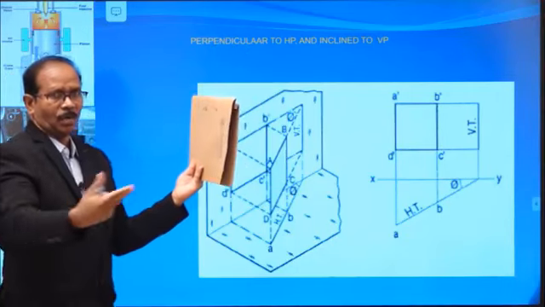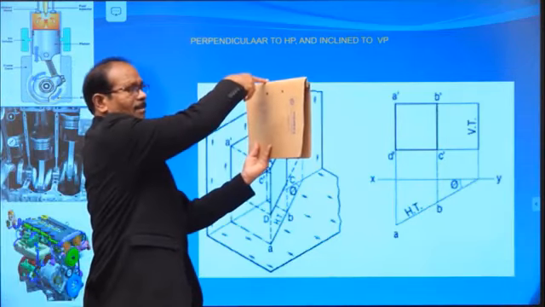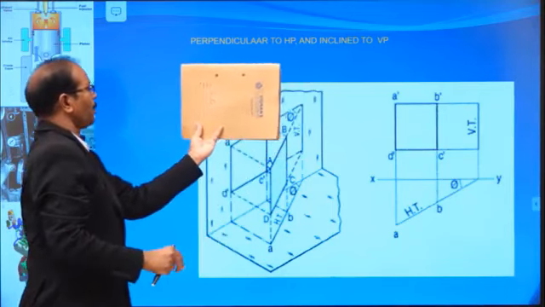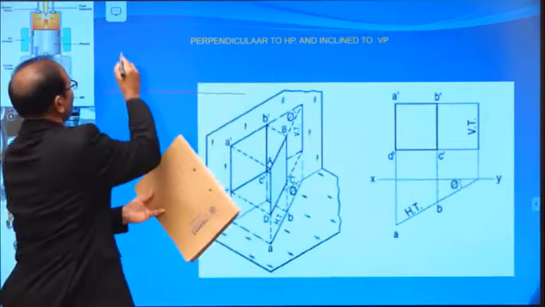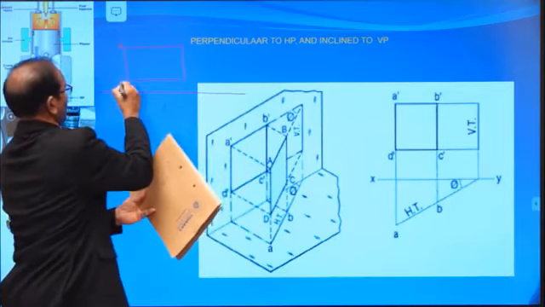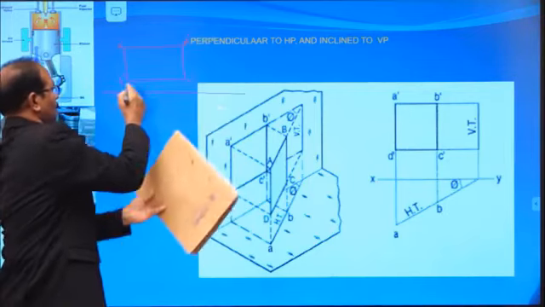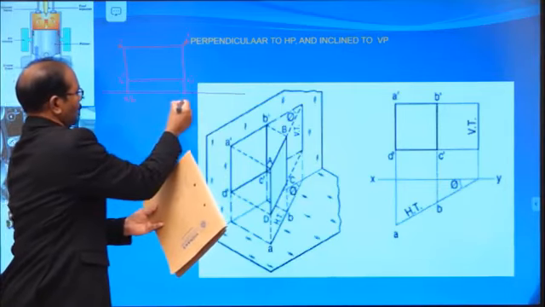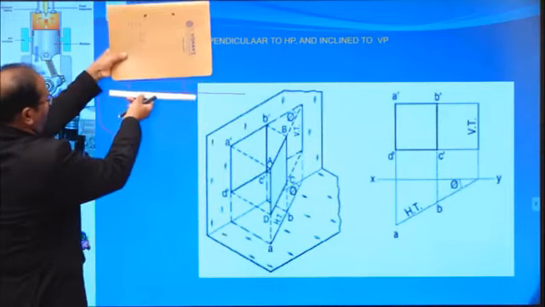Inclined to VP. As I told in the previous example, two steps are required. First step, don't consider this inclination. First assume it is parallel to VP. Parallel to VP means the front view is the rectangle, with points a dash, b dash, c dash, d dash. The top view is a line, with points a, b, c, d.